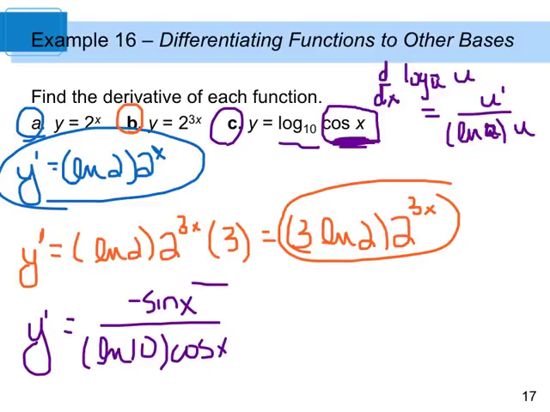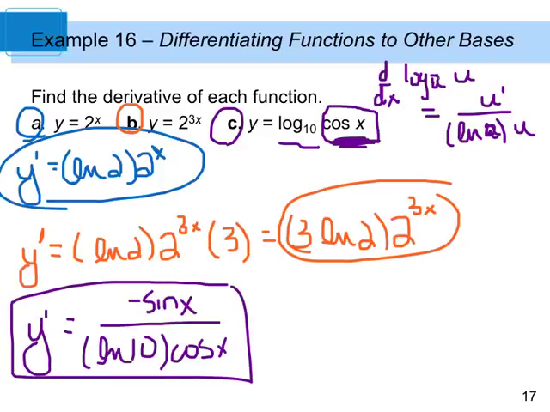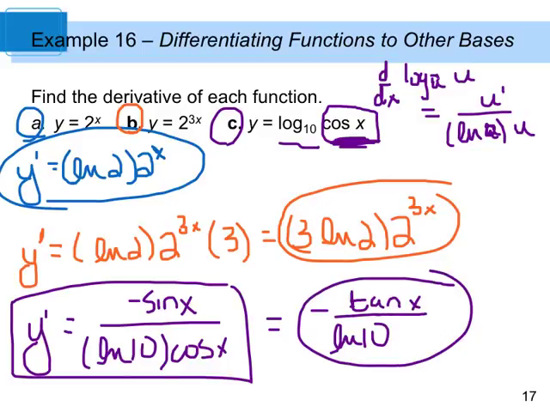Okay, so is there any way you can simplify this? There actually is. I mean, this answer is okay, but sine over cosine should be familiar to you. I could keep the negative with the natural log of 10, so I could rewrite this answer as negative 1 over the natural log of 10 times tangent of x. Sine over cosine is tangent, so I'll just put it right on top. So negative tangent x over the natural log of 10, or negative 1 over the natural log of 10 times tangent x.